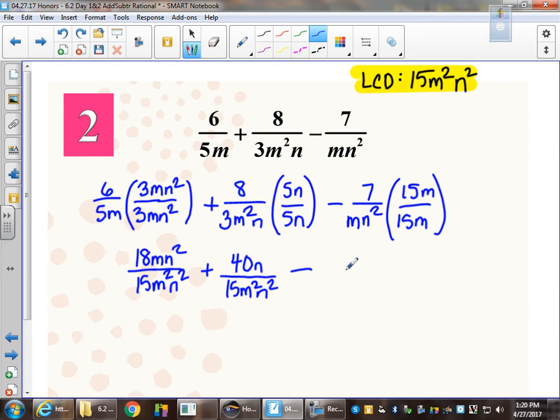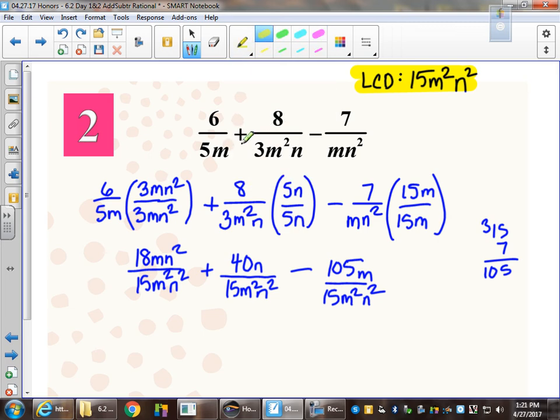I'll give you a second to work that out for yourself. If you haven't gotten a calculator yet and you feel like you need one, grab one. Otherwise, do it off to the side. 15 times 7. 7 times 5 is 35. Carry the 3. 7 times 1 is 7. Plus 3 is 10. 105. So 105m divided by 15. M times m is m squared, and then n squared stays.